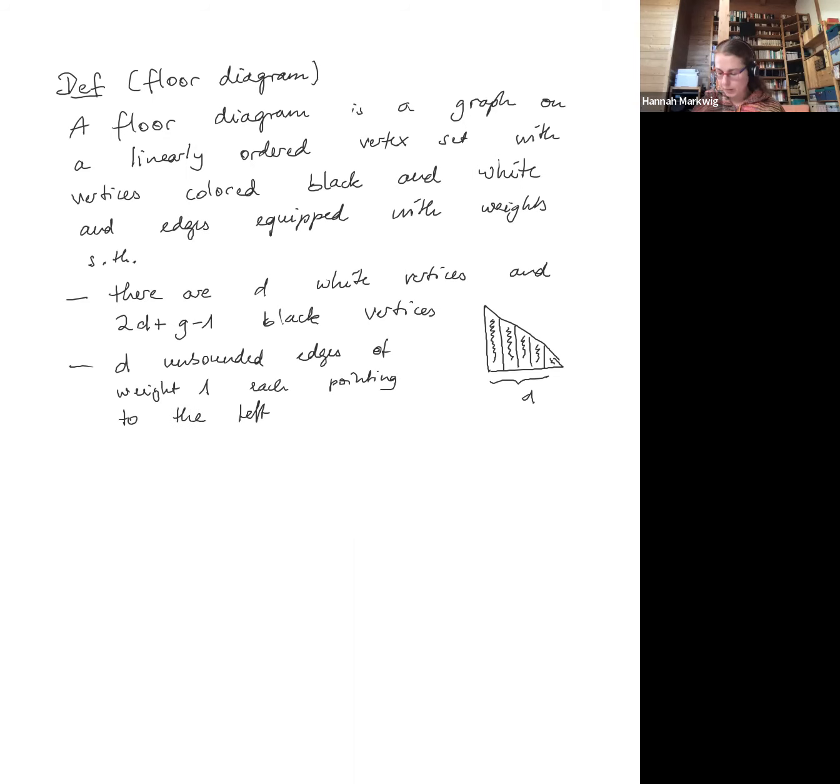Well, where do those come from? They come from the d left ends of our tropical curve, right? They remain, they are elevator ends, and those elevator ends have to remain in the floor diagram.